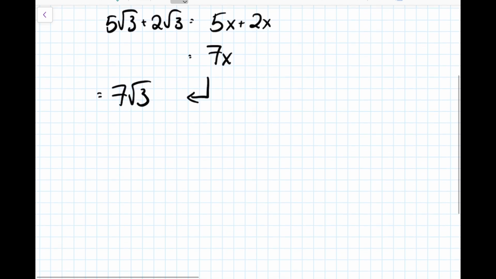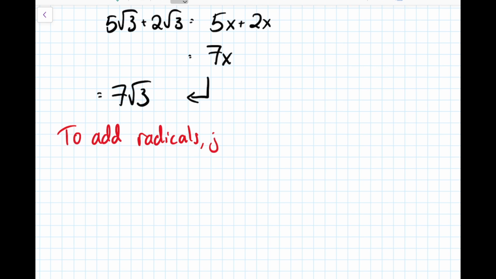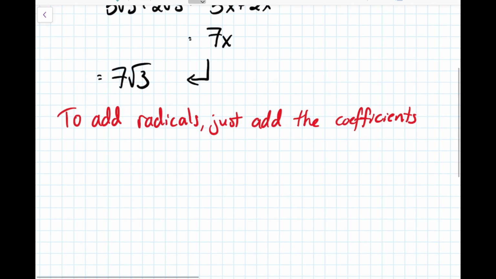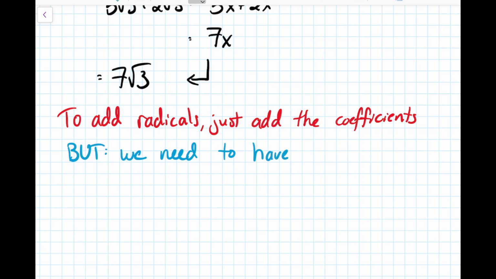To add radicals, all we do is add the coefficients, and the radicand doesn't change. But just like adding polynomials, you can only add like terms, or, as we'd call them here, like radicals. If they're not like radicals, and I'll explain what that means in a sec, there's not much you can do.